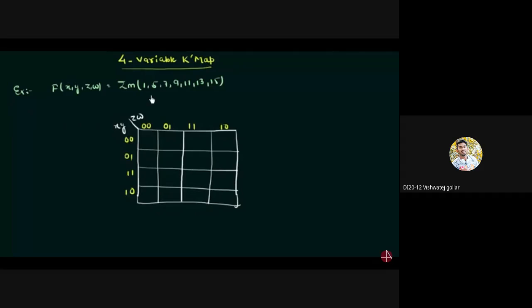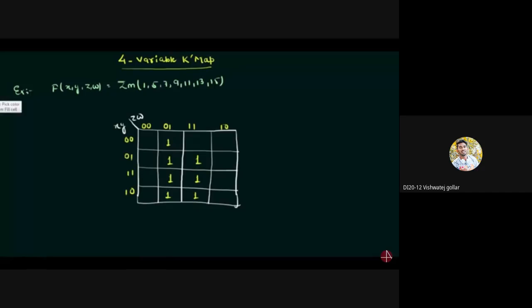Okay, now we will fill these cells by the information given here about the min terms. M1 is high, M5 is high, so 0, 1, 2, 3, 4, 5, and M7 is high, 5, 6, 7, M9 is high, 8, 9, 10, 11 is high, 12, 13, 14, 15. So we have filled our ones in the corresponding cells.